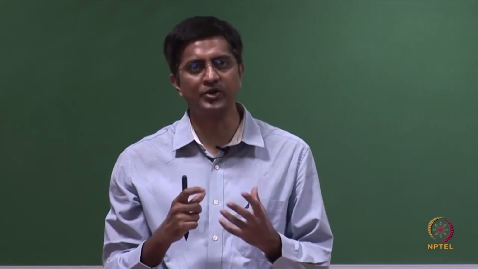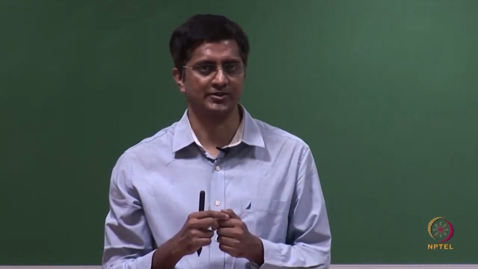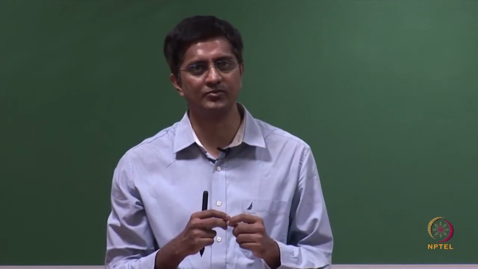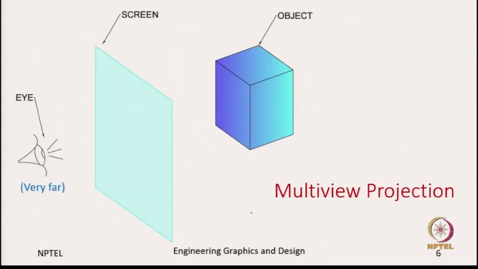So, the good thing about perspective is that very quickly you can understand the object, but it is hard to know the exact dimensions of the object looking at the perspective projection. So, the other alternative is to go with multi-view projections. In multi-view projections, we put the observer very far. So, here we have the observer, the object and the projection plane in between the observer and the object, and since I said this observer is very far, what I meant was the projectors are all parallel.